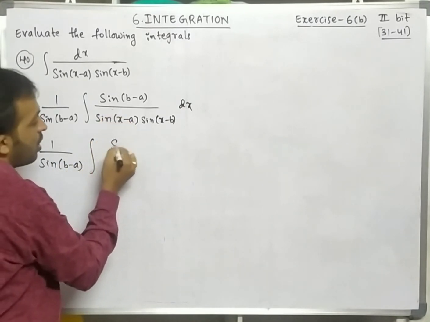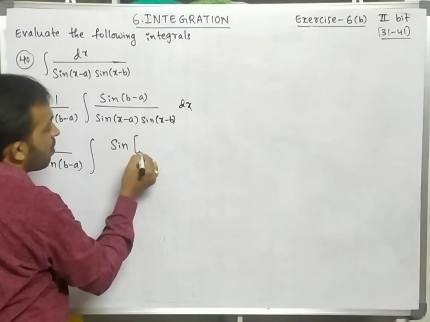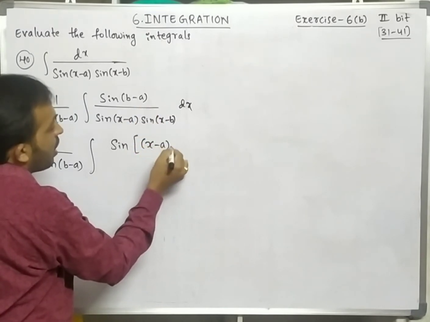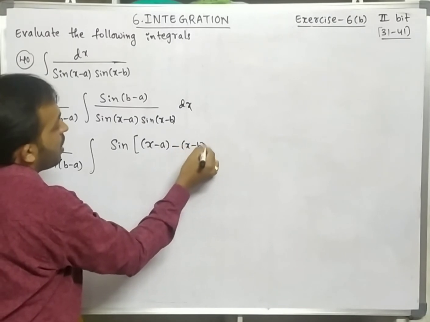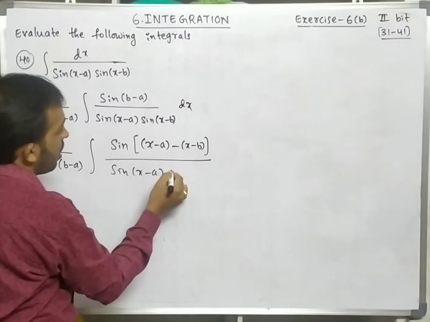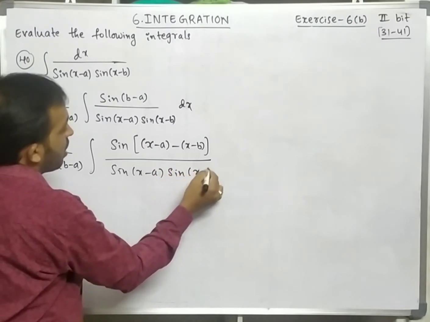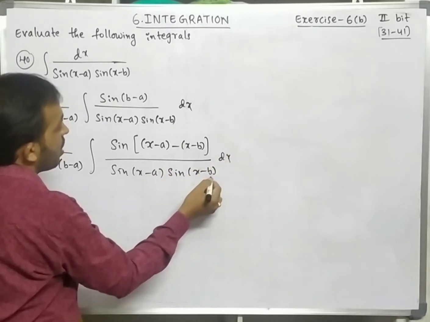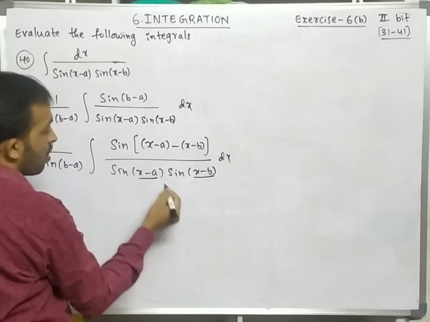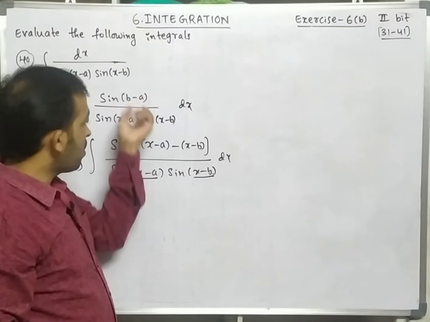Now sin of, I am writing this as x minus a minus x minus b, by sin of x minus a into sin of x minus b dx. Here we have x minus a, x minus b. In the combination of these two, I am writing b minus a like that.